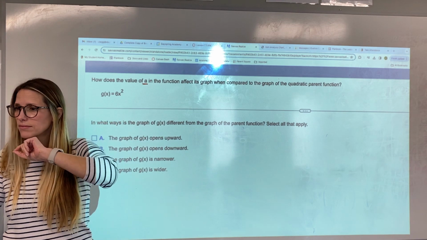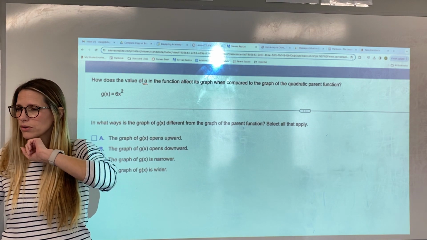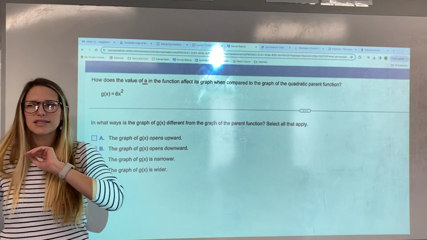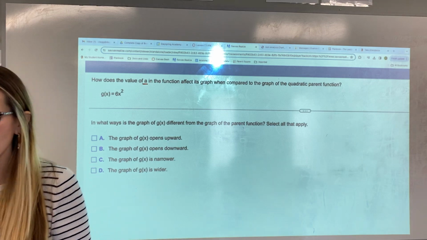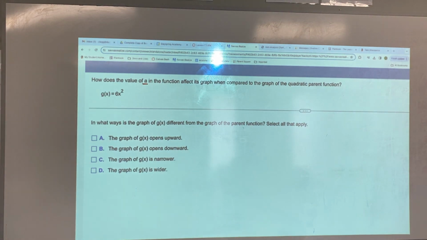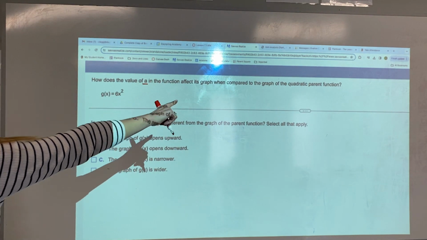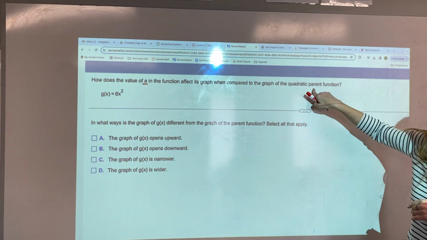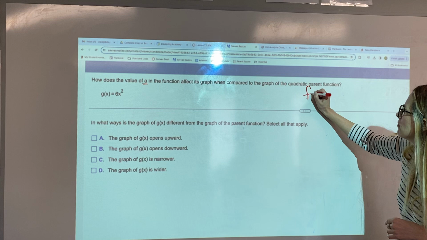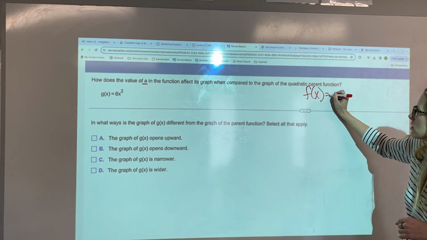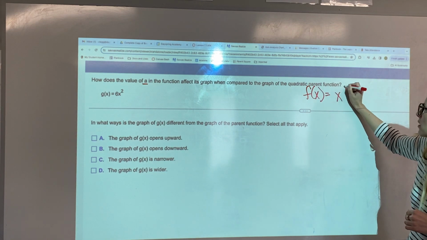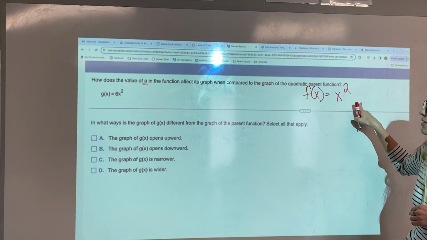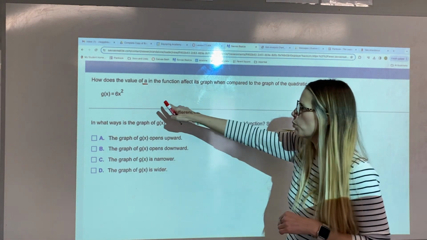It's okay, you can use your notes. It's the simplest quadratic function you could have. What does it look like when we write it out in function notation? Let's write it over here where it says parent function. F of x equals x squared. So this is the mommy and daddy, the parent, and this is a little baby.